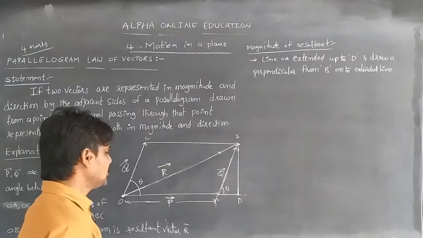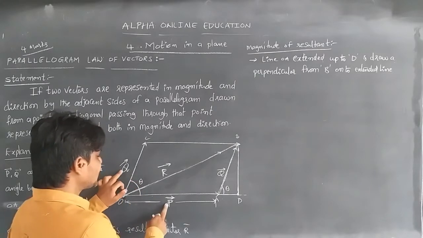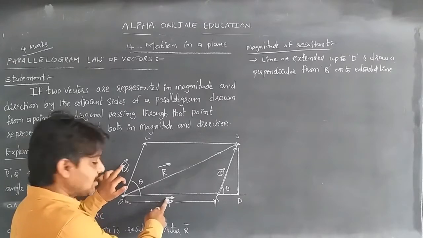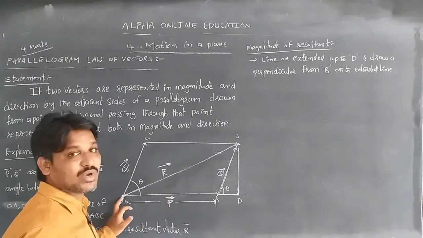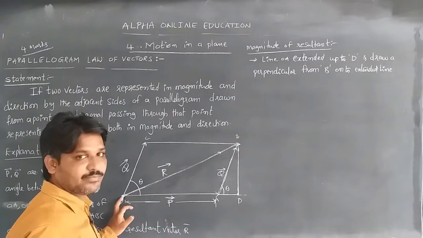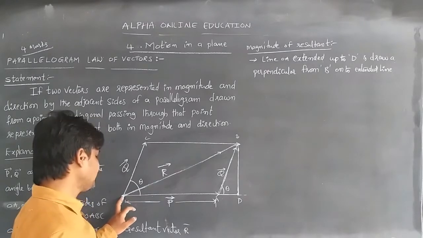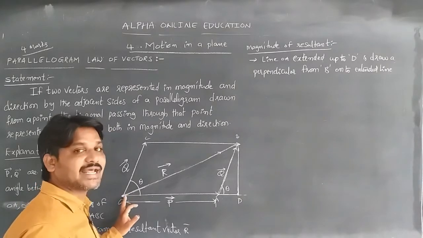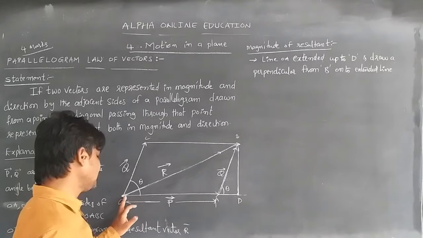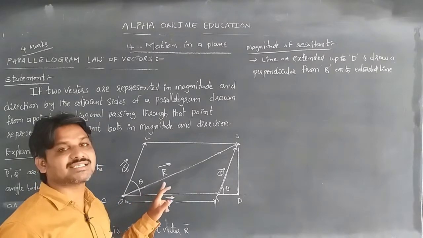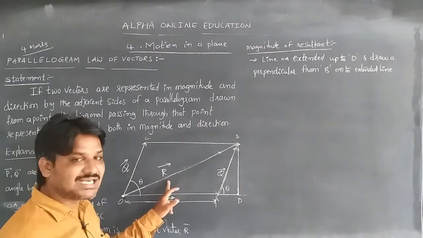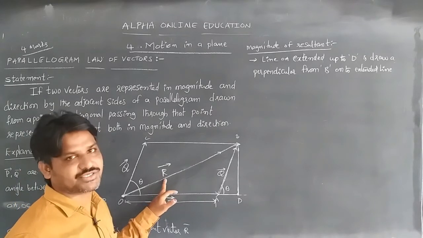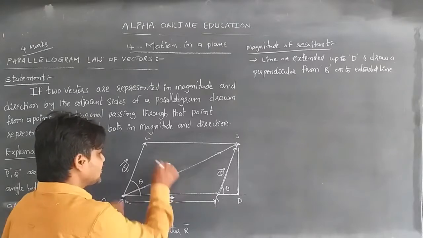Simple. If two vectors are represented in magnitude and direction by two adjacent sides of a parallelogram drawn from a point, the diagonal passing through that point represents the resultant in both magnitude and direction. This is the parallelogram law.